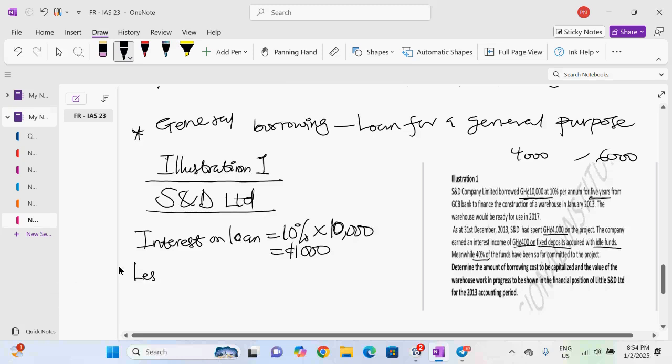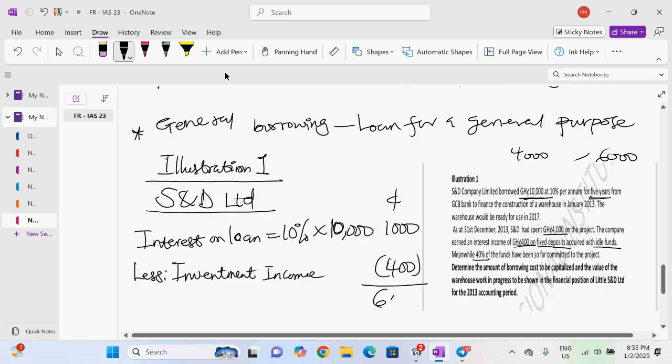What do we do now? We have to reduce this interest, which is an expense or cost, by the investment income. So let me even bring it here. Let me claim the 10,000 and get some. So let me see, 1,000, an investment income of 400, right? So you are reducing the interest by the income that you are getting, and the remaining balance should be the interest to be capitalized. Interest to be capitalized.